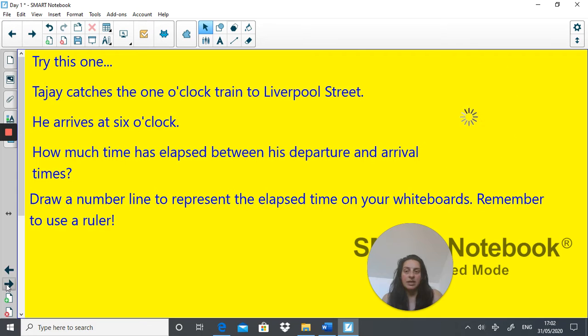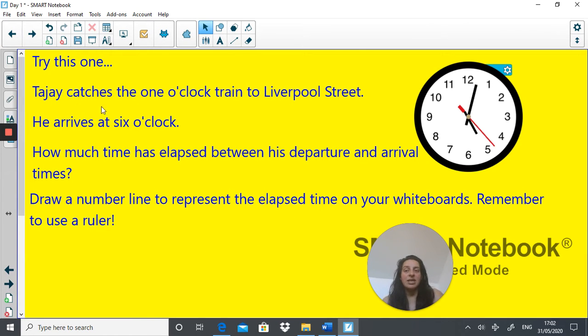Moving on. Let's try this next problem. So Tajay catches the 1 o'clock train from Liverpool Street. He arrives at 6 o'clock. How much time has elapsed between his departure and arrival times? Draw a number line to represent the elapsed time on your whiteboards or your piece of paper, and remember to use a ruler.